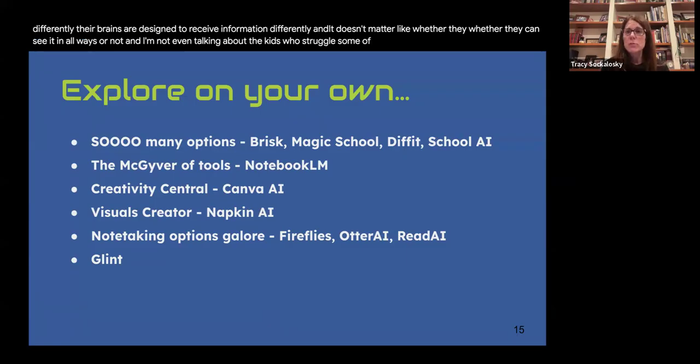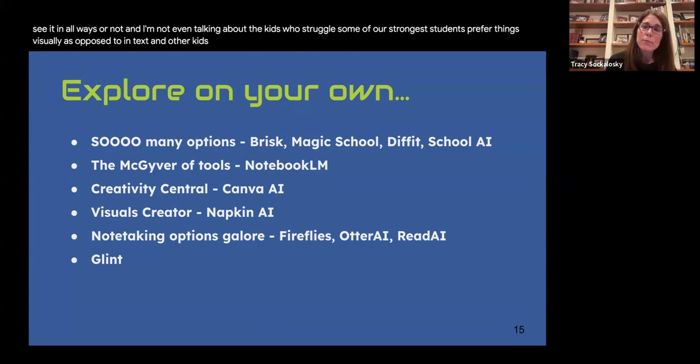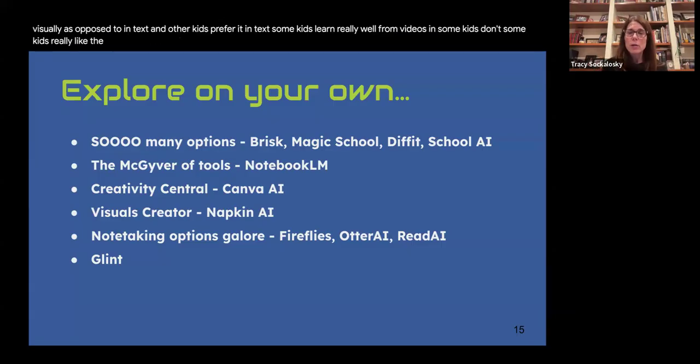Some of our strongest students prefer things visually as opposed to in text, and other kids prefer it in text. Some kids learn really well from videos and some kids don't. Some kids really like the audio, some kids would prefer to read it. And I don't know, why do we have to make that choice for them?